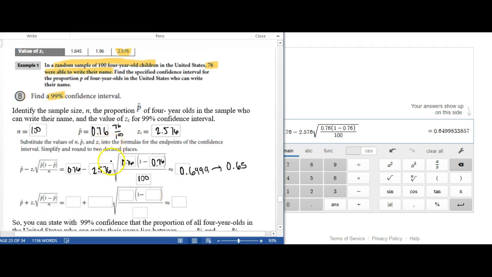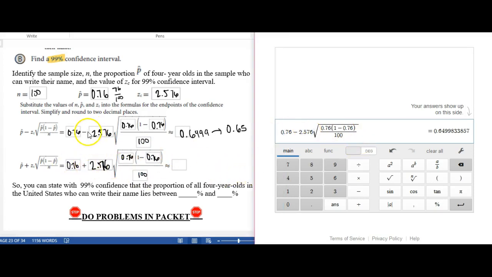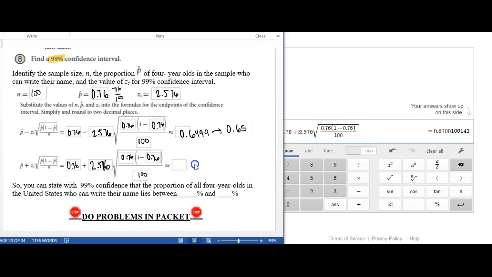And let's go ahead and continue on down to find our other range. So 0.76, adding instead of subtracting 2.576. Let's go ahead and bring everything else down. And hey, since our Desmos calculator has all those values, we're going to change that subtracting to adding. And that's going to be about 0.8700, which is really just 0.87.